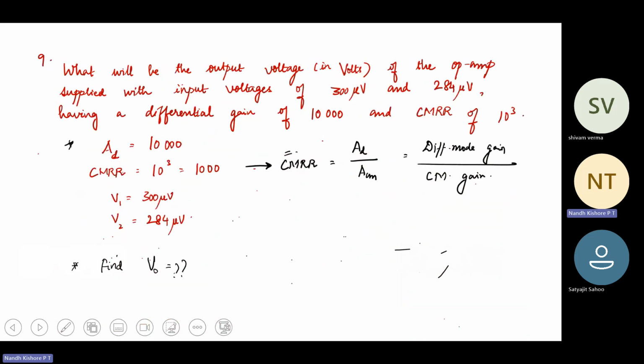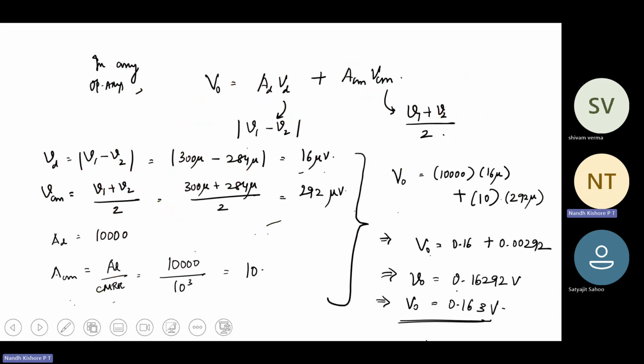And before that, we had a question on CMRR, AD, V1, V2. We know V0 is equal to AD VD plus ACM VCM. Ideally V0 should be AD VD alone, but practically you have a very finite CMRR. It's not infinite, which means there will be some ACM, some common mode gain that gets reflected. That should be very small. VD is V1 minus V2 and VCM is V1 plus V2 by 2.